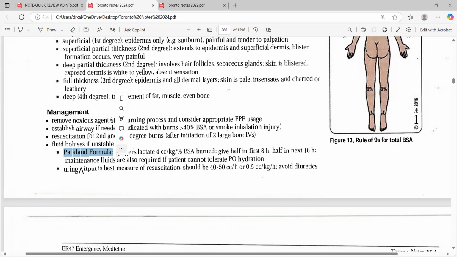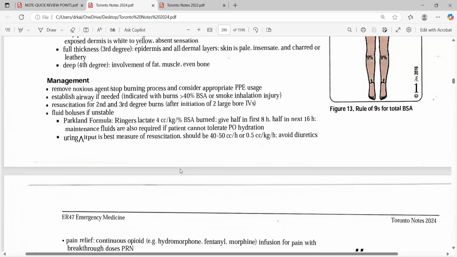Okay. So the Parkland formula, you need to know how to calculate it, because they can give you BSA or ask you to calculate the BSA, and they can give you the kgs and then ask how much you are going to give. And not just this, they can ask what you are going to give in the first 8 hours. Our first 8-hour fluid is given. Now tell what is the next 16-hour fluid. So it can be asked in different ways. So 4 cc per kg per percentage of the body surface area burned.